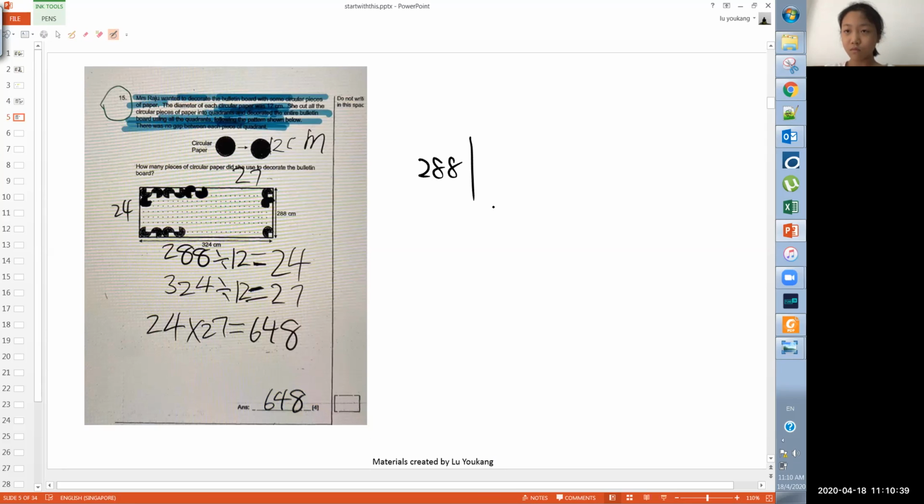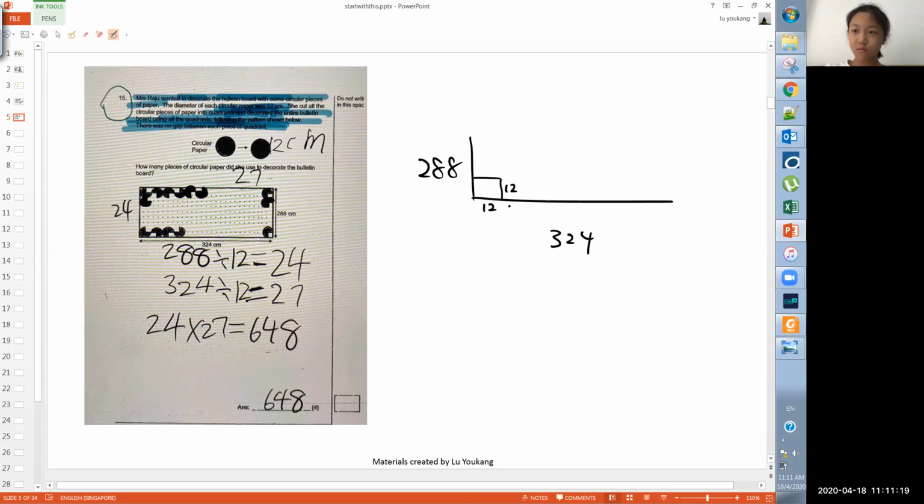So you have this 288, which is the breadth, and then you have this 324, which is the length. So what I'm saying is, how many 12 times 12 do you have inside this? You have 27 of 12 here. This answer is not correct. This answer is not complete.